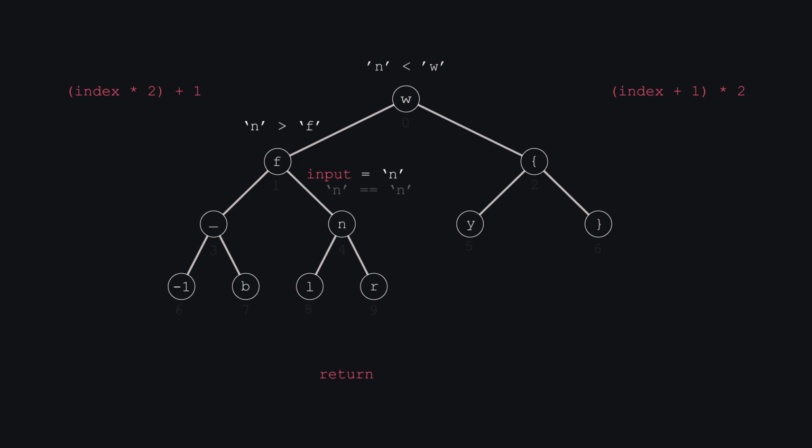Every time we go to the left, we apply the formula index times 2 plus 1, and every time we go to the right, we apply the formula index plus 1 times 2. If our input value is the same as the ASCII table value, we don't apply any formula, we just return the index. Finally, if the value isn't found in strange ASCII table, the index value will overflow to -1 and the loop will exit.